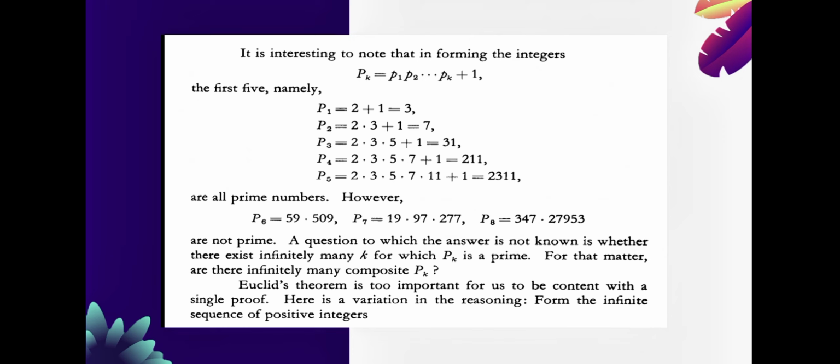A question to which the answer is not known is whether there exist infinitely many k for which P sub k is a prime. For that matter, are there infinitely many composite P sub k?